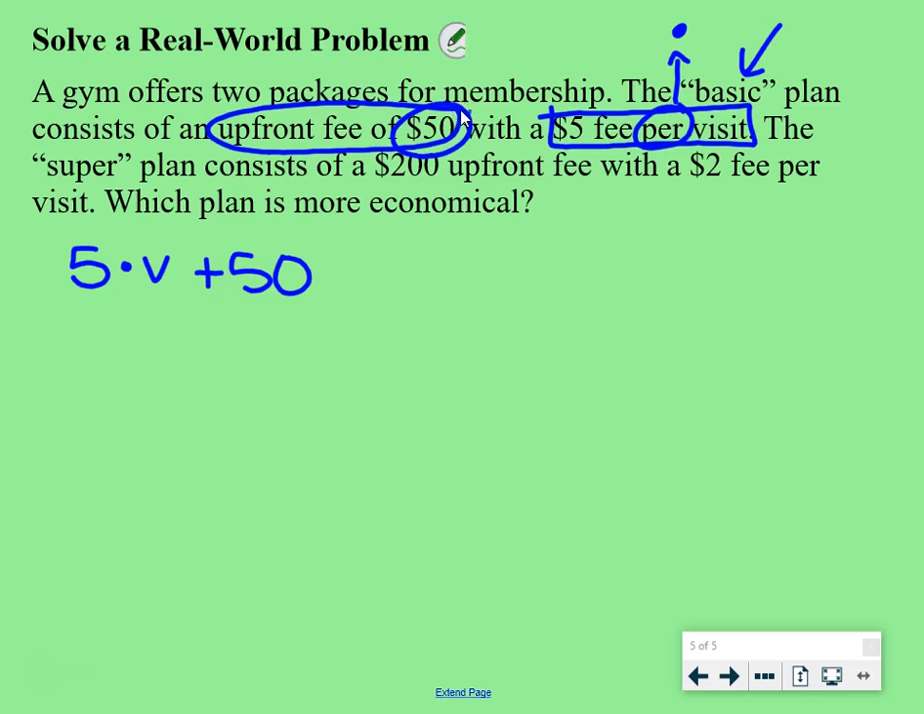Then the super plan, much better than the basic plan, it's super, consists of a $200 upfront fee with a $2 fee per visit. Which plan is more economical? Well, let's write an expression for that super plan. So you have that $2 fee per, remember, means multiplying. So $2 fee per visit, plus that upfront fee of $200.